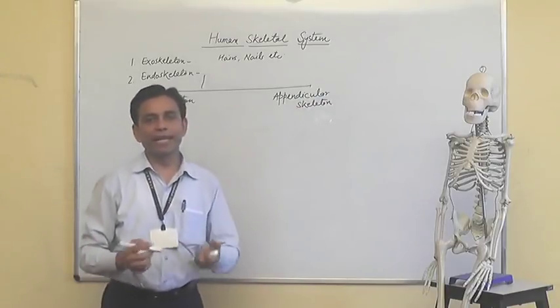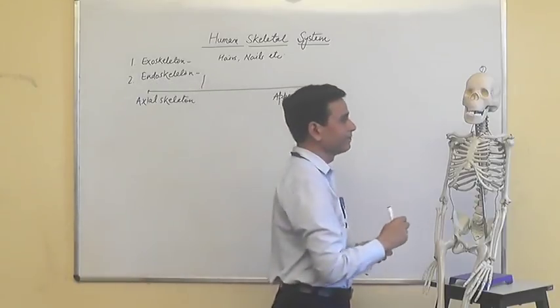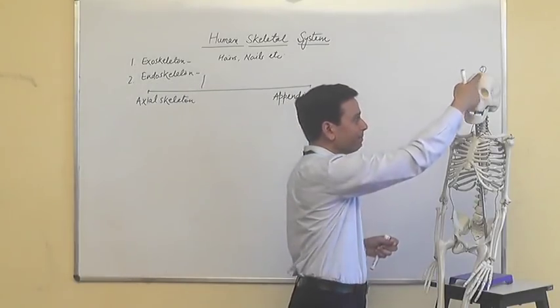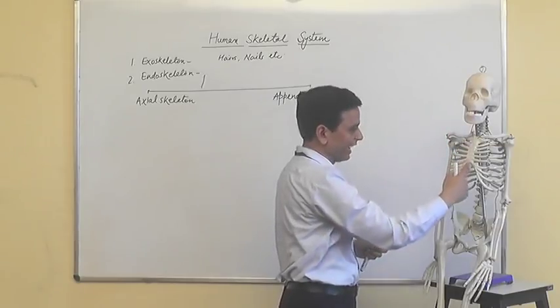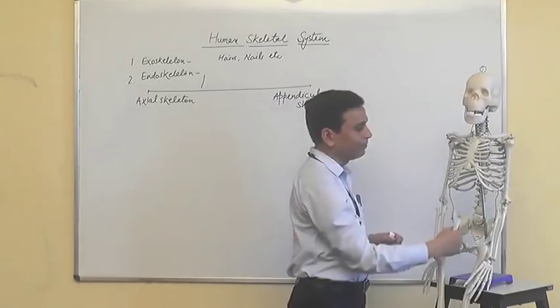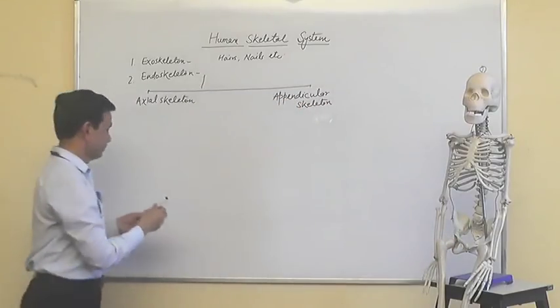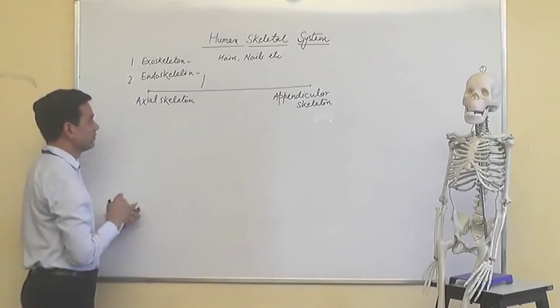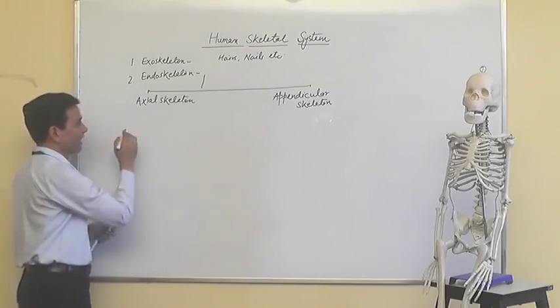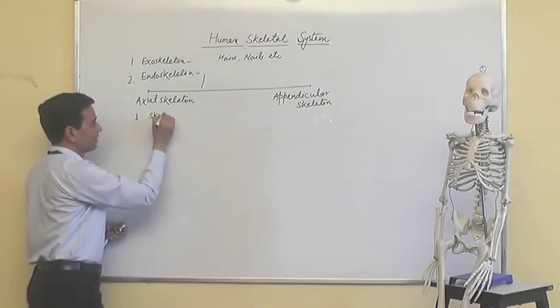What do you know about the axial skeleton? The axial skeleton is present in the median longitudinal axis of our body from top to bottom, the median longitudinal line. So our axial skeleton consists of four parts. Number one, that is skull.